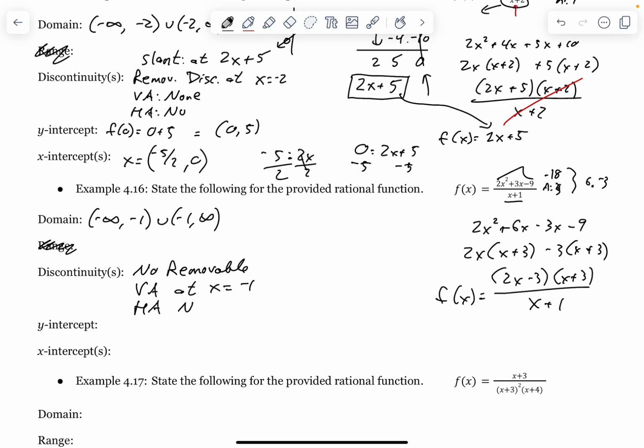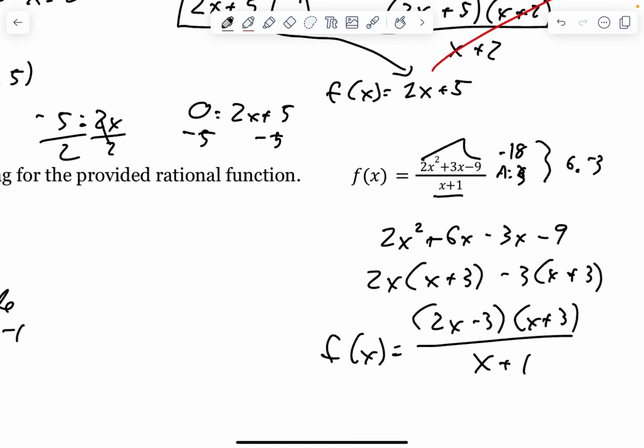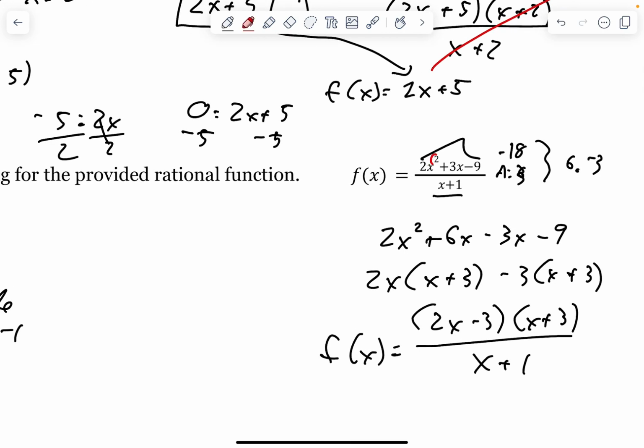Horizontal asymptote is none because the degree of the numerator is greater than the degree of the denominator. Do I have a slant asymptote? Is the degree of the numerator 1 more than the degree of the denominator? Yes, it is. So I do have a slant asymptote. Let's find out where it is. I'm using synthetic division, dividing by a -1, with 2, 3, and -9.